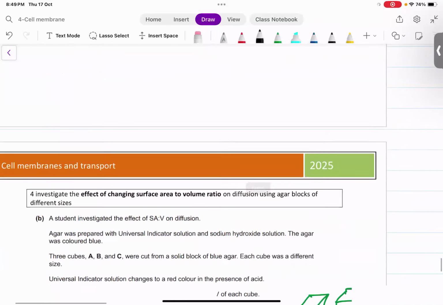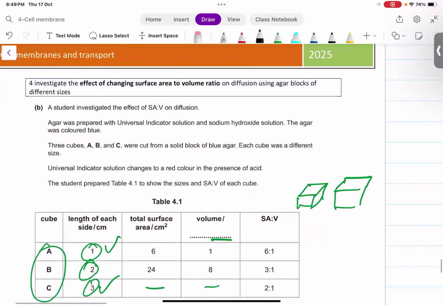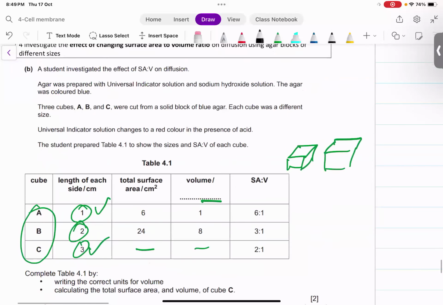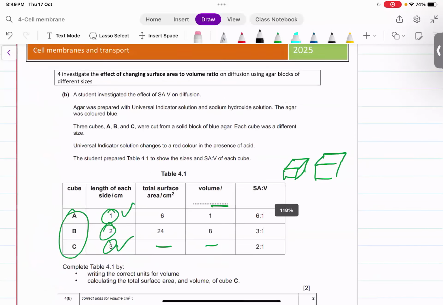Okay. And then we have the effect of changing surface area to volume ratio on diffusion using the agar block. As the surface area to volume ratio increases, the rate of diffusion will increase. And as the surface area to volume ratio decreases, the rate of diffusion will decrease. So you will have some investigations, and we will also discuss investigations in the lab as well.